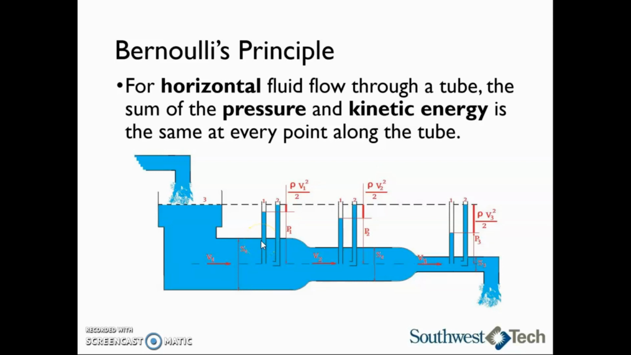So in the wider part of the tube, there is less kinetic energy, but higher pressure, as we can see from the tube on the left side. If we look at the narrow part of the tube, the fluid is flowing faster. Since it is moving faster, it has more kinetic energy. Since it has more kinetic energy at a higher speed, the pressure at that point in the tube must be lower in order for the sum of the pressure and kinetic energy to remain constant. So in the narrow part of the tube, there is more kinetic energy but lower pressure, as represented by the tube on the left.